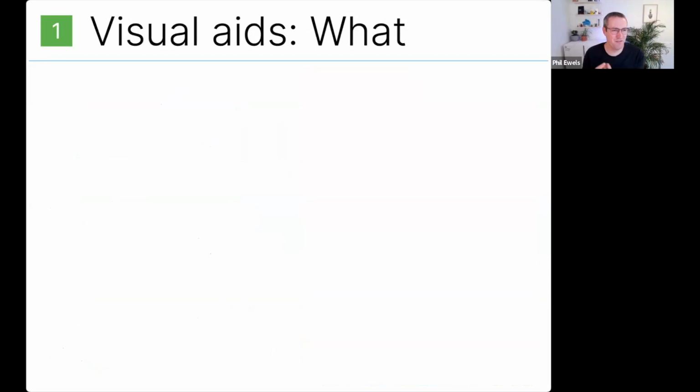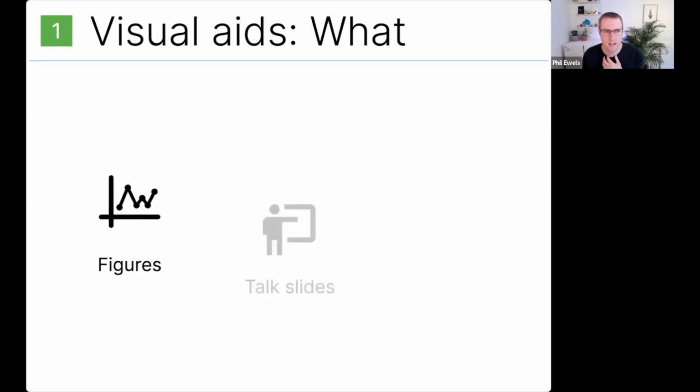Onto the content. What is a visual aid? What are we talking about here? I'm talking in the very broadest sense. The three main categories I think are most relevant for the people in this room are figures. When you're writing a manuscript or a paper, every time you put a figure together, that's a visual aid which helps to tell the story of what you're describing in the text.